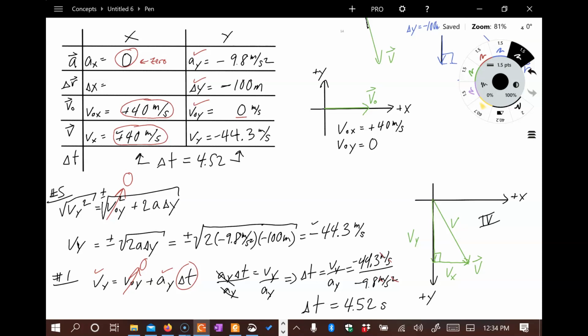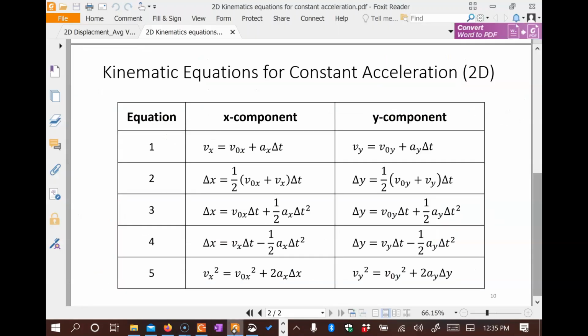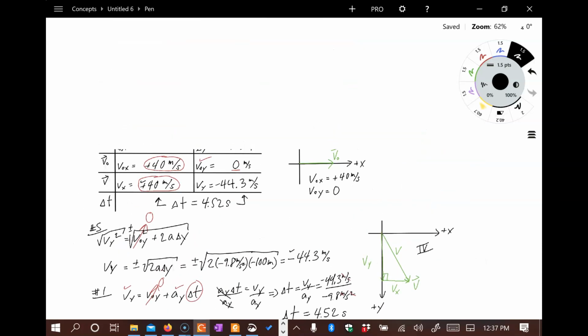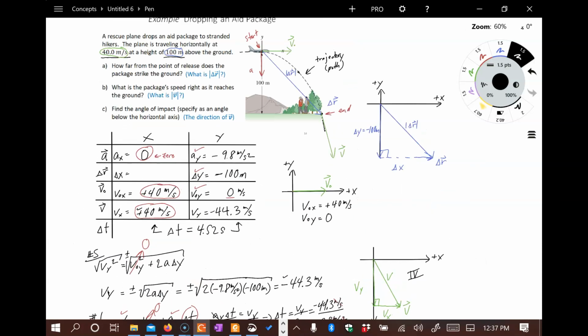Finally, let's go ahead and use an equation to solve for delta x. We know all the data, we can pick the easiest one. Why don't we try equation number 2? Delta x equals 1/2 v naught x plus vx times delta t. So here's our equation. And in fact, we know all the values here. All we've got to do is plug them in and calculate. So plugging in our numbers, canceling out the seconds, we end up with 181 meters, and that is the displacement in the x direction.